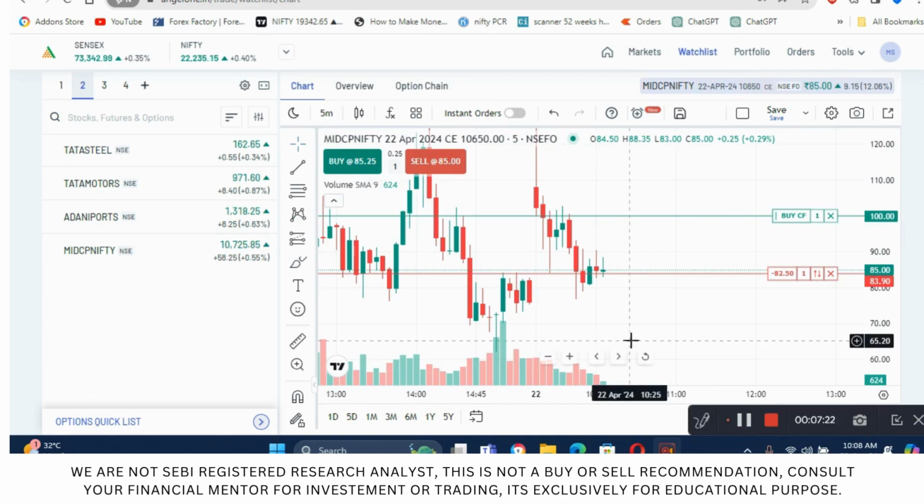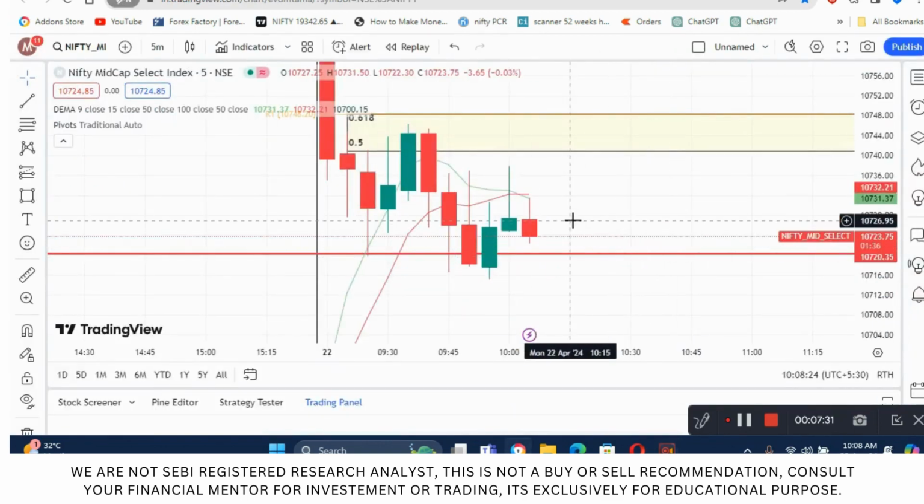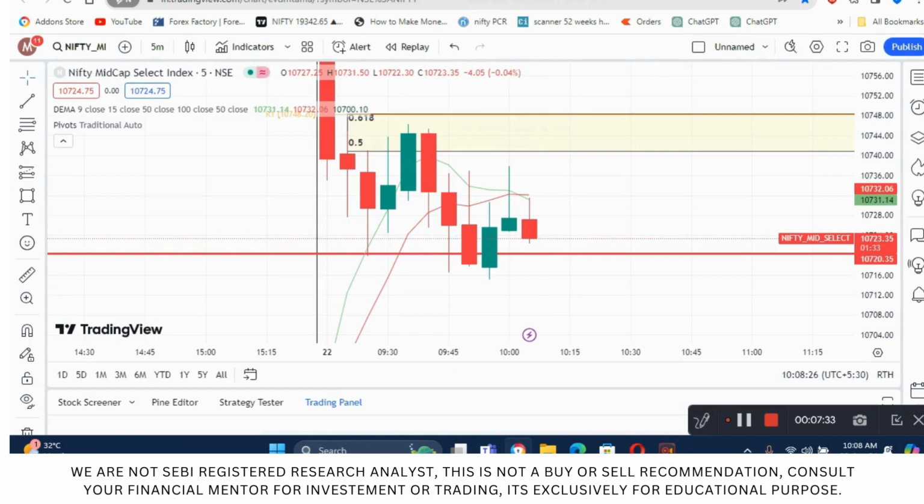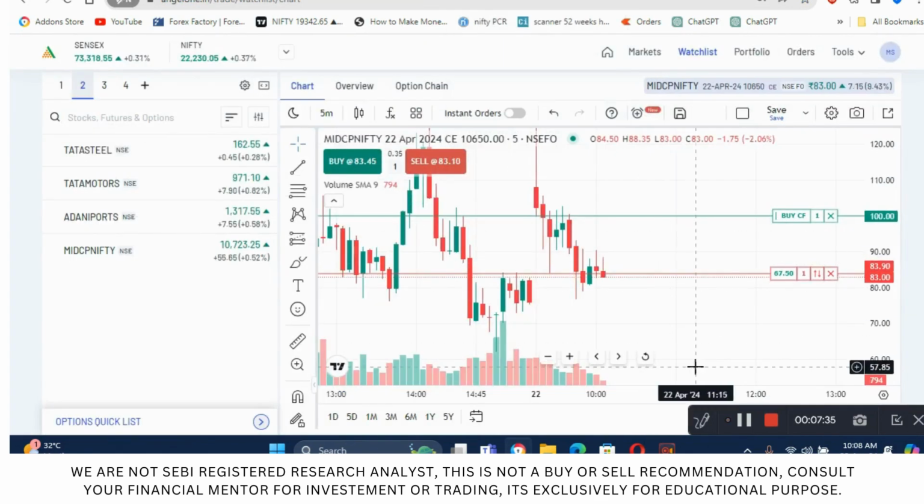Look, friends, this is my option chart. I sold this option. So this is the chart for this option, and this is the spot chart. You can see, we can look at both the charts to have a good view.